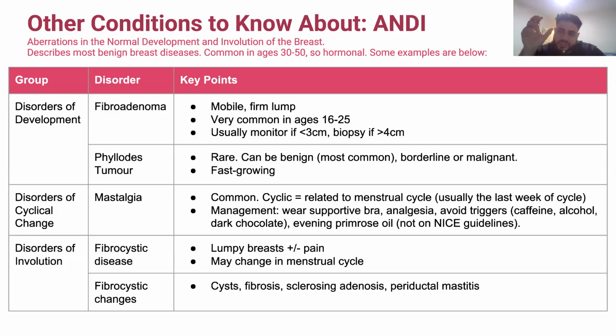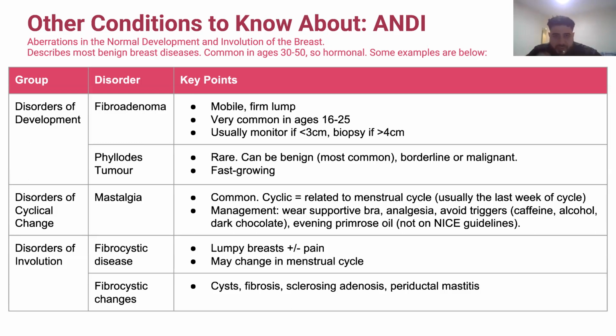As I said, with breast surgery, the main thing you probably want to learn about it is breast cancer, but the other conditions are helpful to know as well. So you can split these into basically disorders of development, disorders of cyclical change, and disorders of involution. In terms of disorders of development, a common lump in the breast that's often found in younger patients is a fibroadenoma.